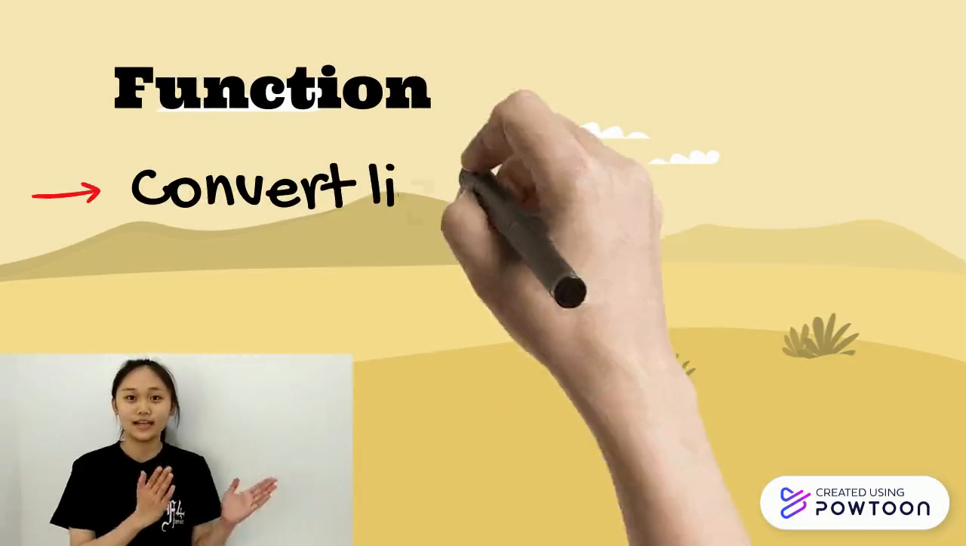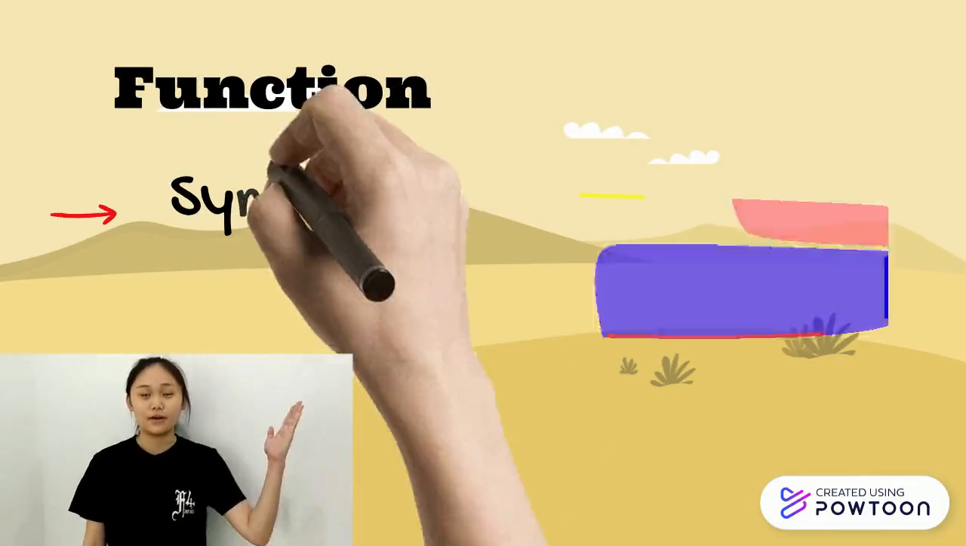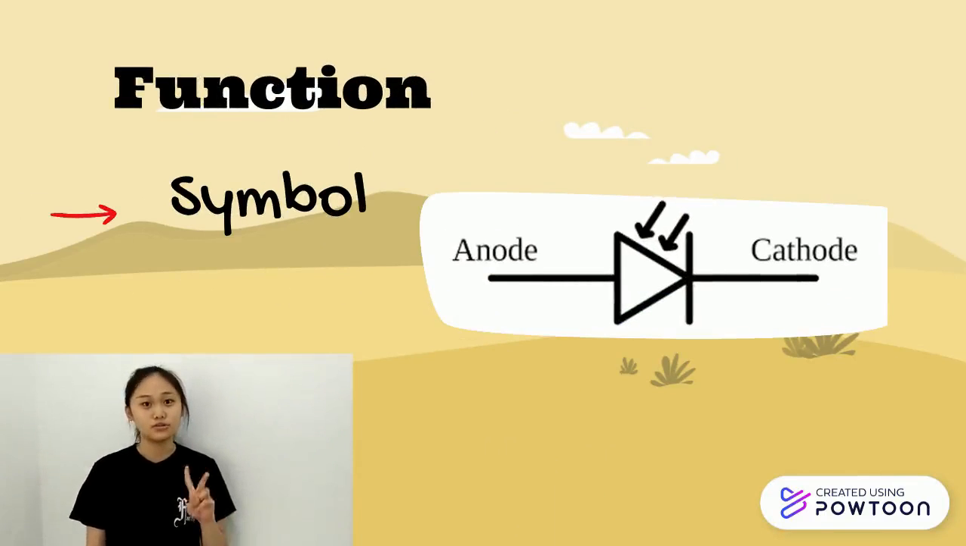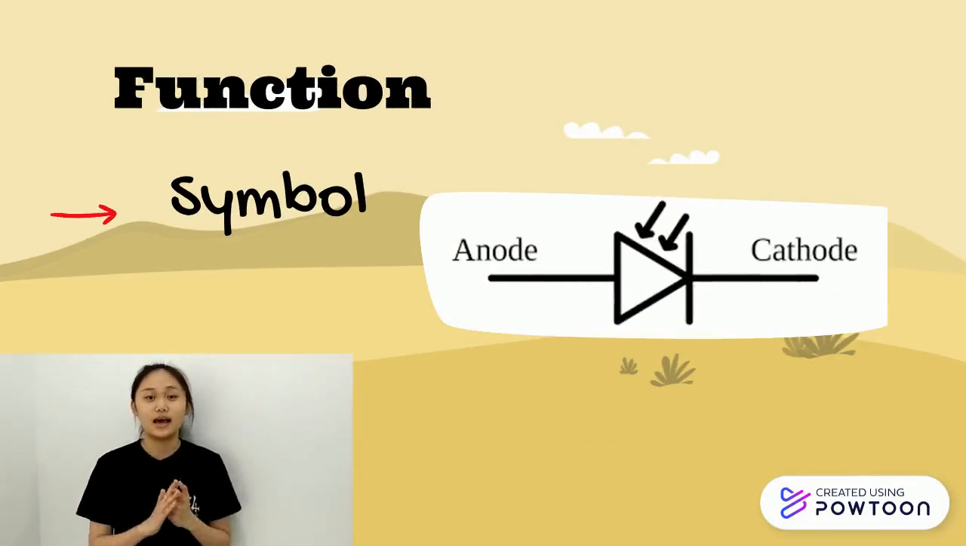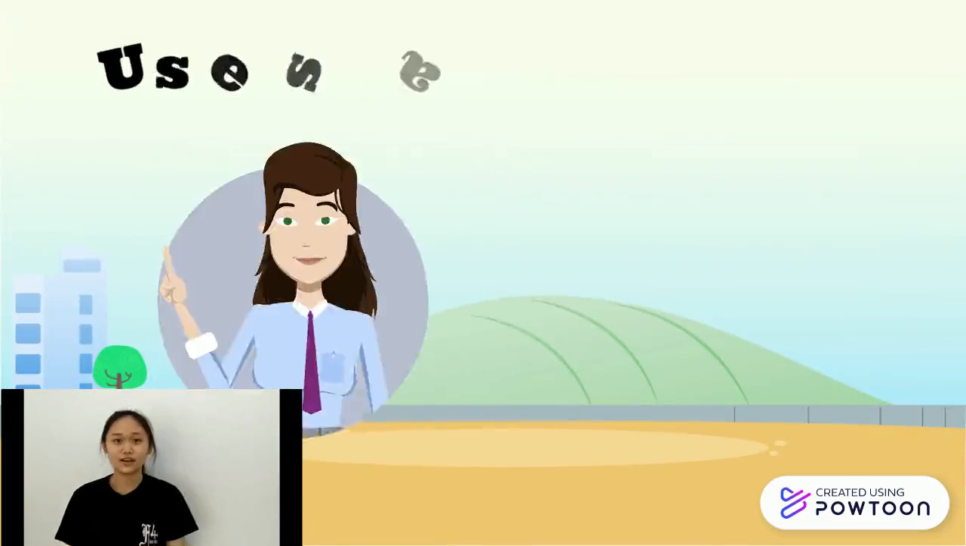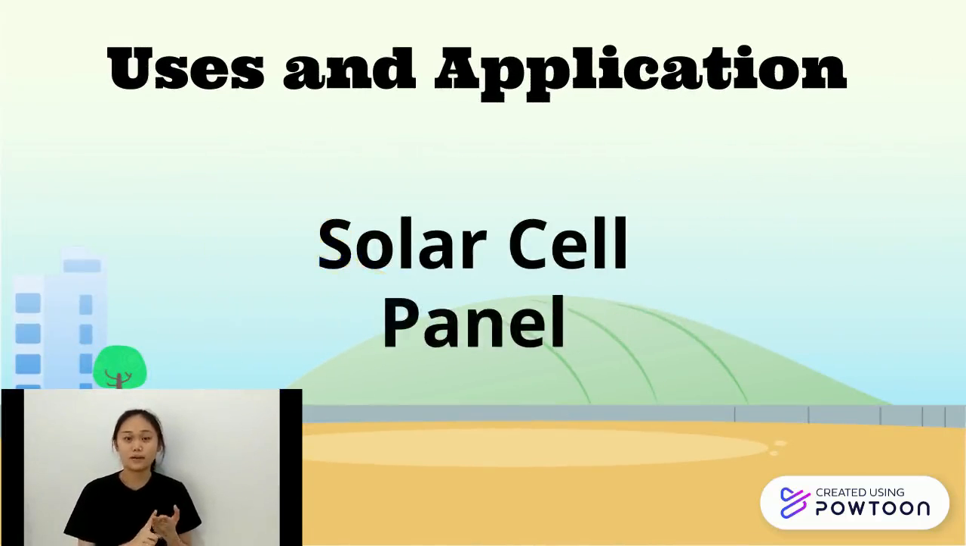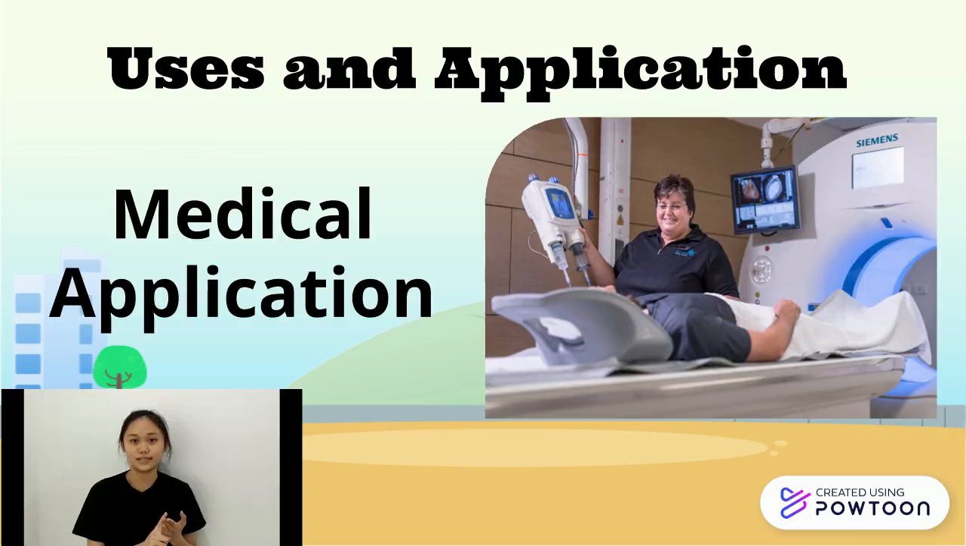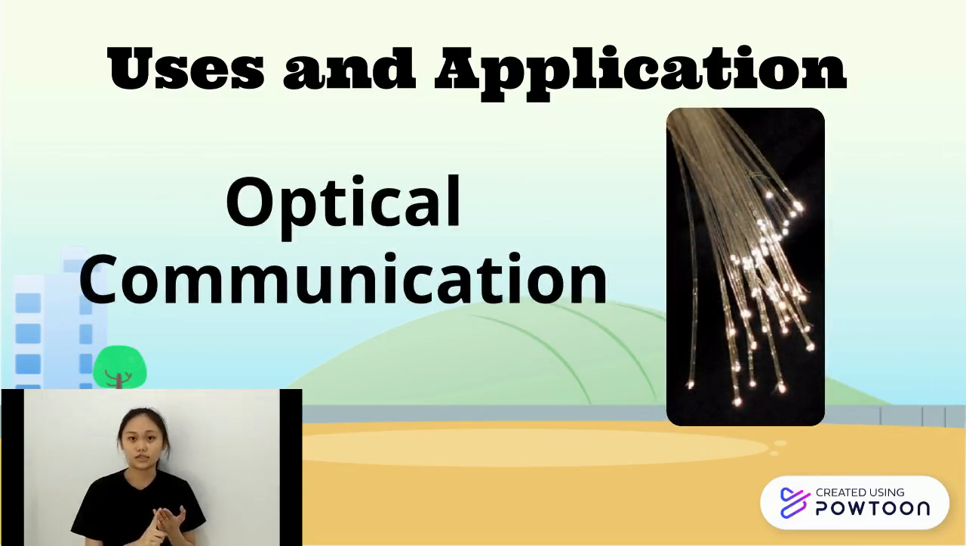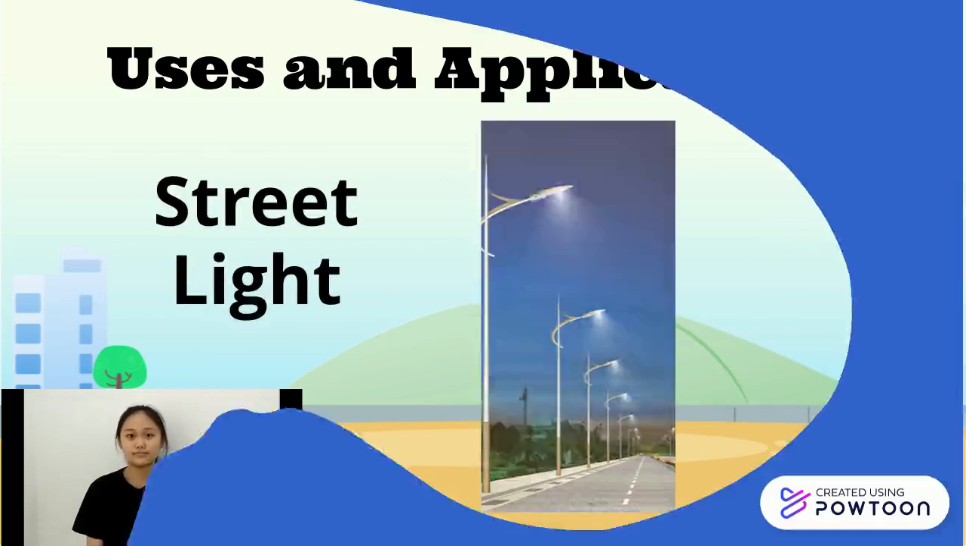A photodiode can convert light energy to electrical energy. The above diagram is the symbol of the photodiode. A photodiode has two terminals, which are the anode and cathode, and the arrow stripes on the diode represent light or photons. It is commonly used in fire and smoke detectors, solar cell panels, medical applications such as computed tomography CT scans, optical communication such as optic fiber, street lights, and so on.